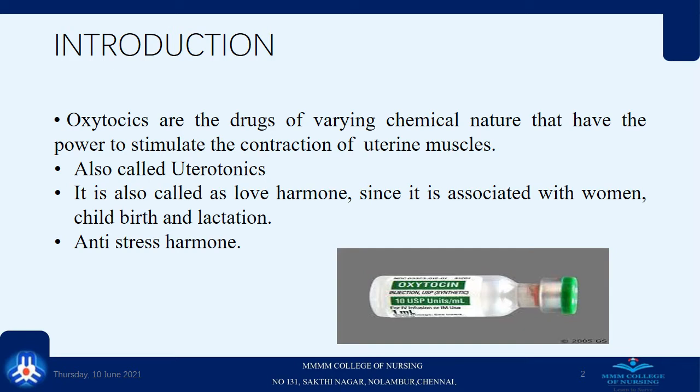Next, it is also called the love hormone since it is associated with women, childbirth and lactation. It is known as the love hormone because it creates a bonding relationship between the mother and the child after the delivery. It is also known as an anti-stress hormone. Why do we call it an anti-stress hormone? In the sense that it helps in the reduction of blood pressure and also helps in reducing the cortisol level. So that is the introduction about oxytocin.